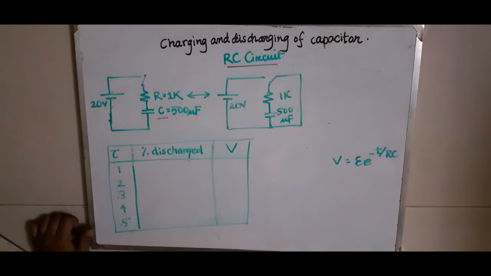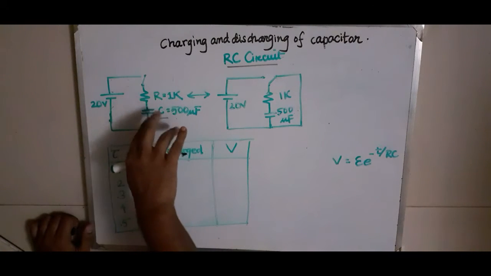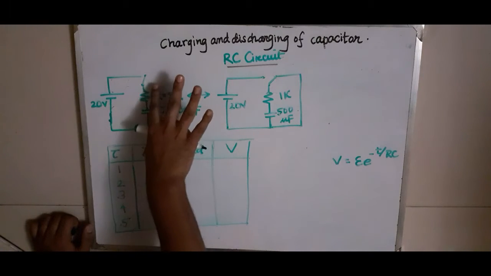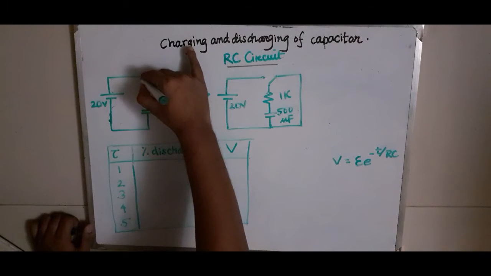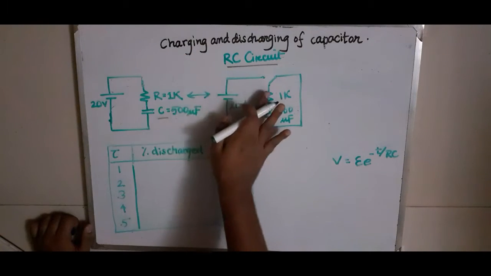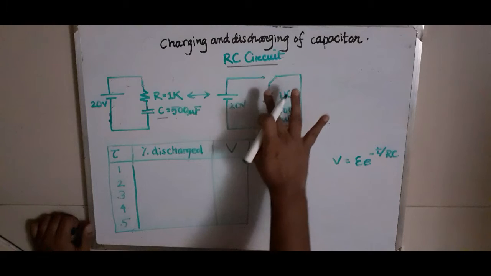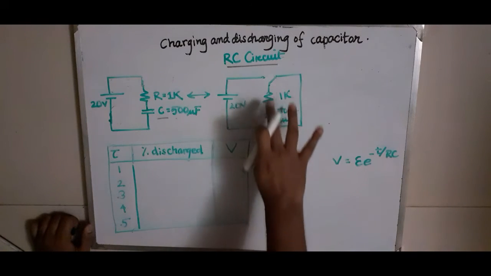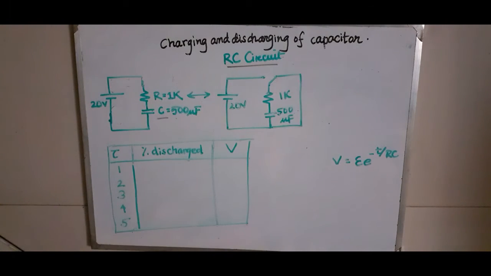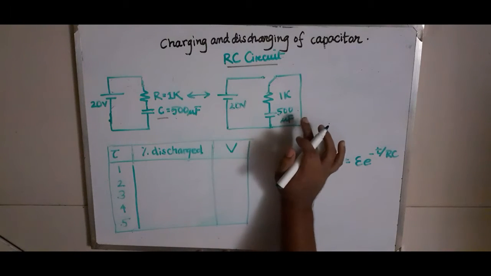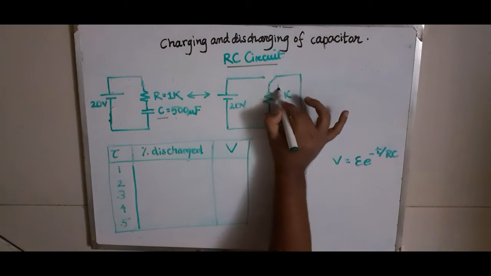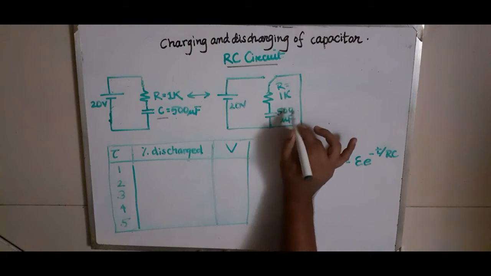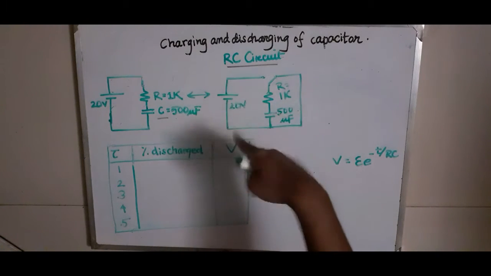So what happens if we change the position of the switch? Let's say instead of drawing this, we drew this one. Now this switch is connected to this wire and this circuit is completed, right? So in this case what will happen? We have the same components. We have R equal to 1K, and a capacitor of 500 microfarad. Current will start flowing through this circuit, right?